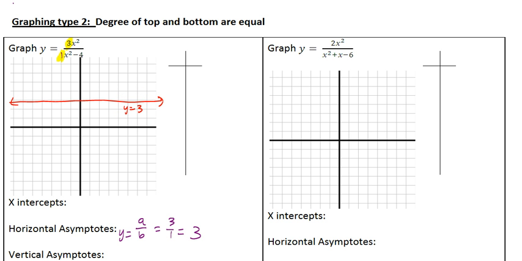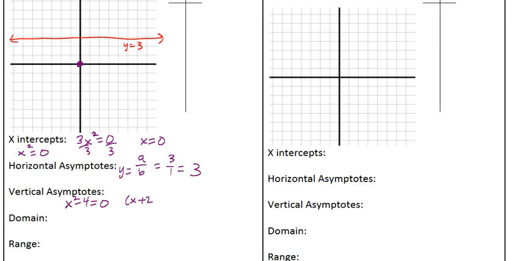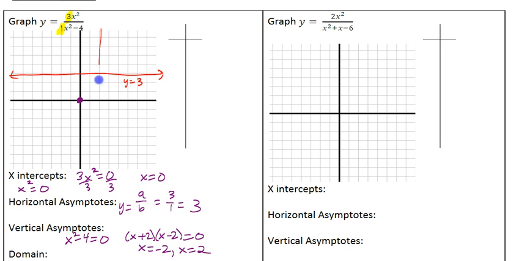My x-intercepts are where the top is equal to 0. So 3x squared equals 0, solve it, and you just end up with 0. So my x-intercept is 0 again. To find the vertical asymptotes, I'm going to solve the bottom. So I have x squared minus 4 equals 0. If it can be factored, I go for it. So (x plus 2)(x minus 2) equals 0. X equals -2, and x equals +2. So my 2 vertical asymptotes are at 2 and -2.